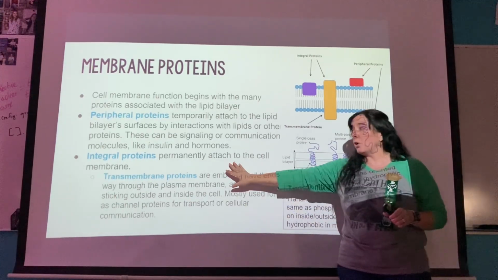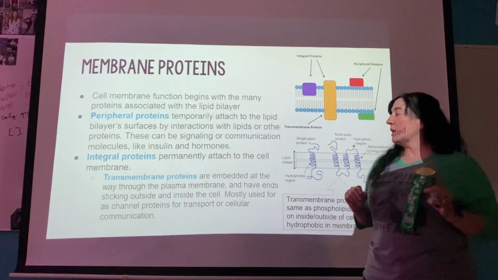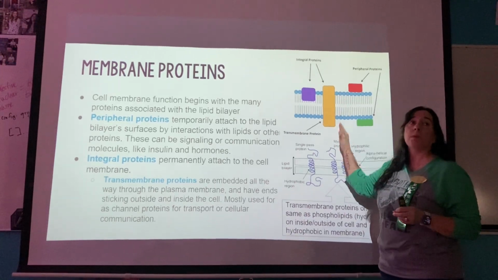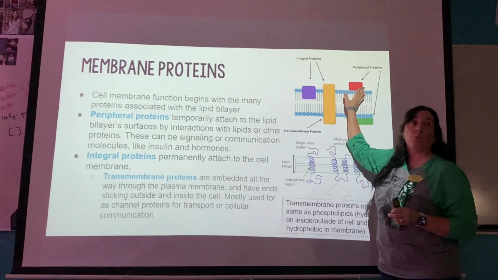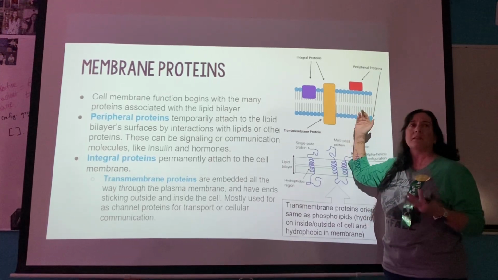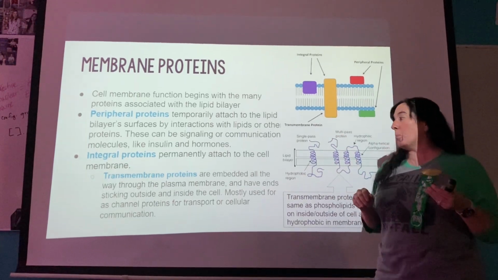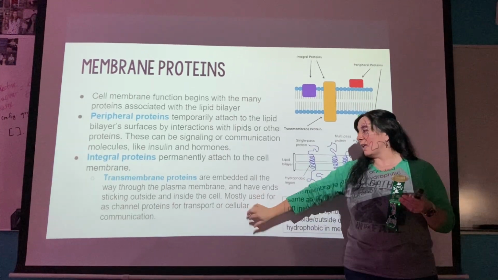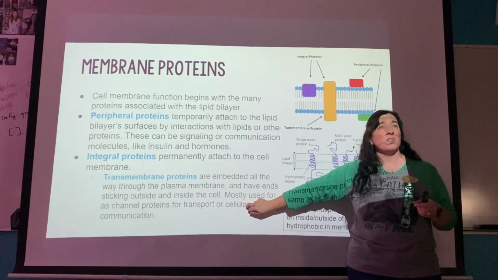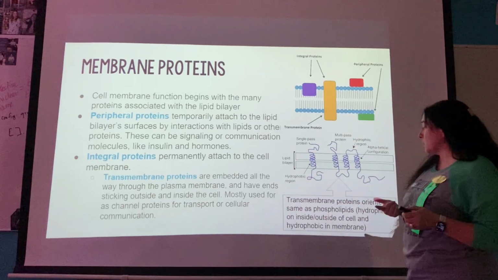Okay, integral proteins, they integrate themselves into the cell membrane. And so these are going to be permanently attached. These are peripheral, where they're just attached to the outside or the inside of the cell, but basically the outside of the membrane. But integral is where they're integrating themselves in. These are permanent, and guys, these are going to be more like your channel proteins, mostly for transport. They could be used for some types of cell communication, which is actually one of the upcoming chapters.